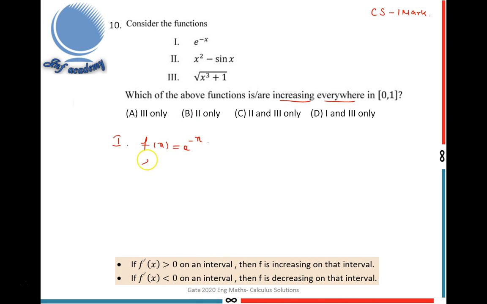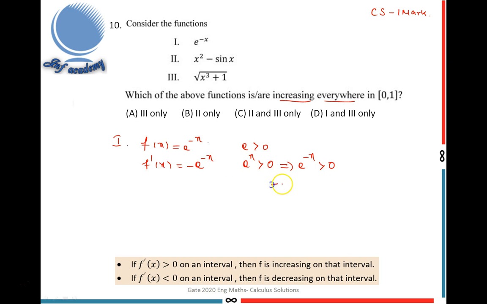First I find f dash of x. F dash of x equal to minus e power minus x. This is always a decreasing function. Why? Because e is always greater than 0. The value of e is 2.718. So e power x is always greater than 0 in the interval 0 comma 1. So e power minus x is always greater than 0. E power minus x means 1 by e power x. This is a positive value only. So e power minus x is greater than 0.